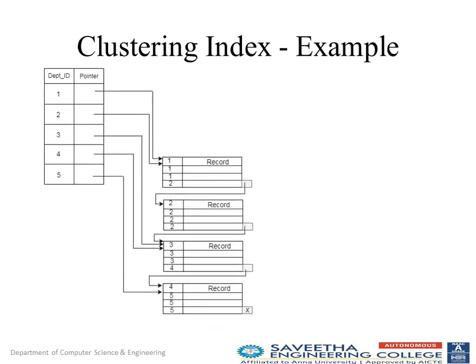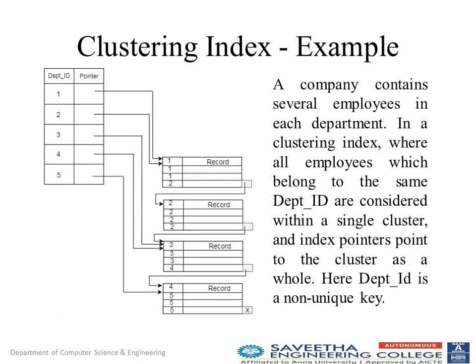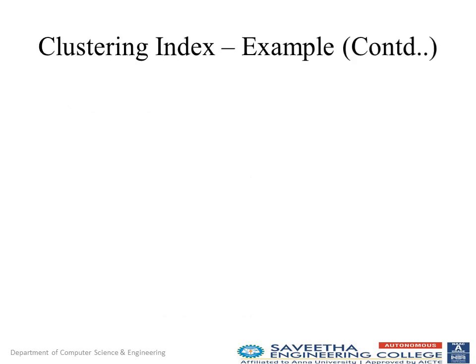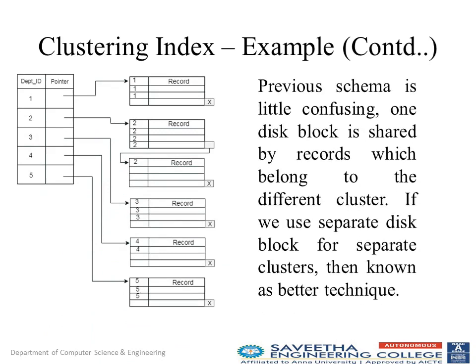Clustering index example. See here, department ID and pointer are given, and correspondingly the main table has the records. A company contains several employees in each department. In a clustering index, all employees who belong to the same department ID are considered a single cluster. For example, department ID 1 is a single cluster, 2 is a single cluster, 3 is a single cluster, like that. Here the department ID is non-unique.